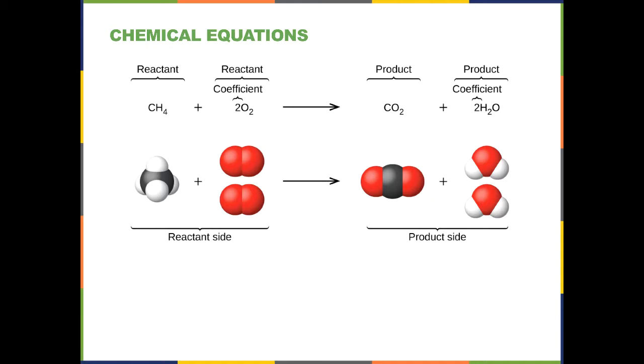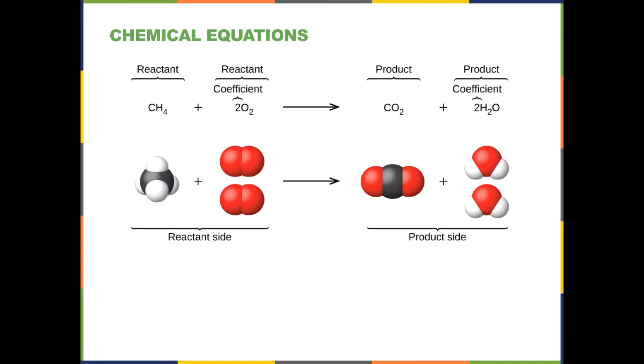And you'll notice they put the word coefficient above the two places where a 2 is put in front of the symbol for the molecule oxygen and the molecule water. And the coefficient just means that it takes 2 oxygen molecules to combine with 1 methane molecule, and it produces 1 carbon dioxide molecule and 2 water molecules. And this is shown in the middle, how this happens.